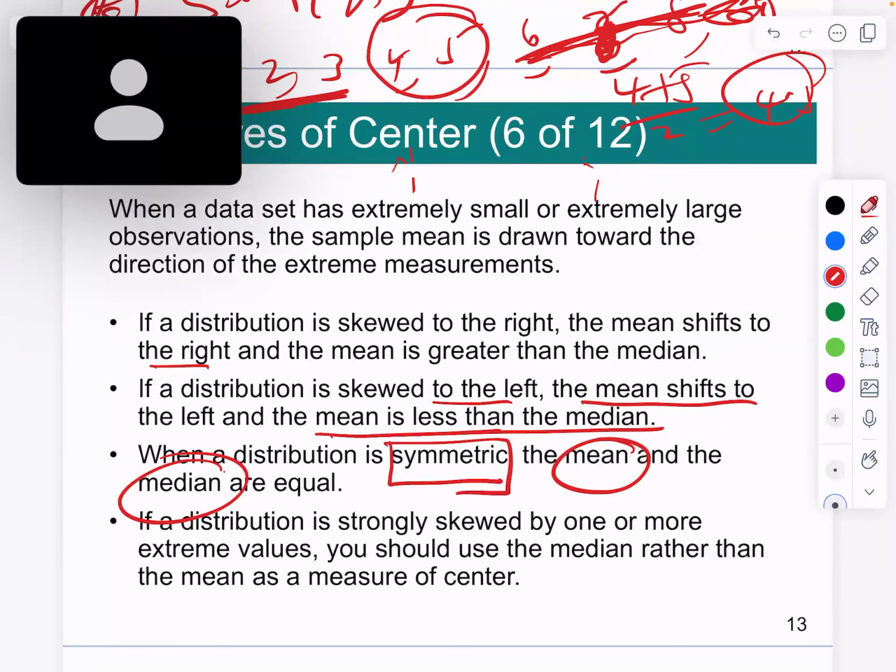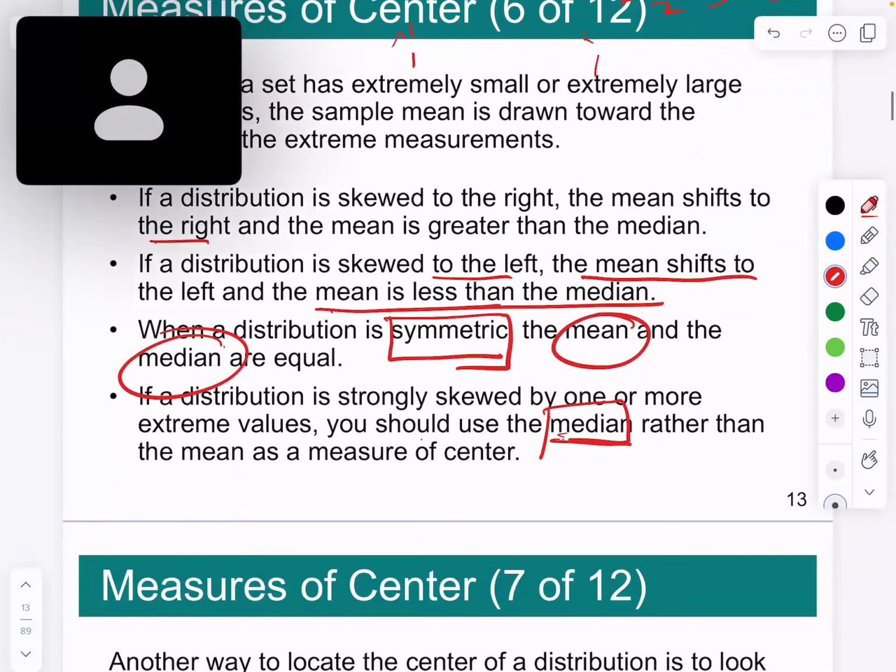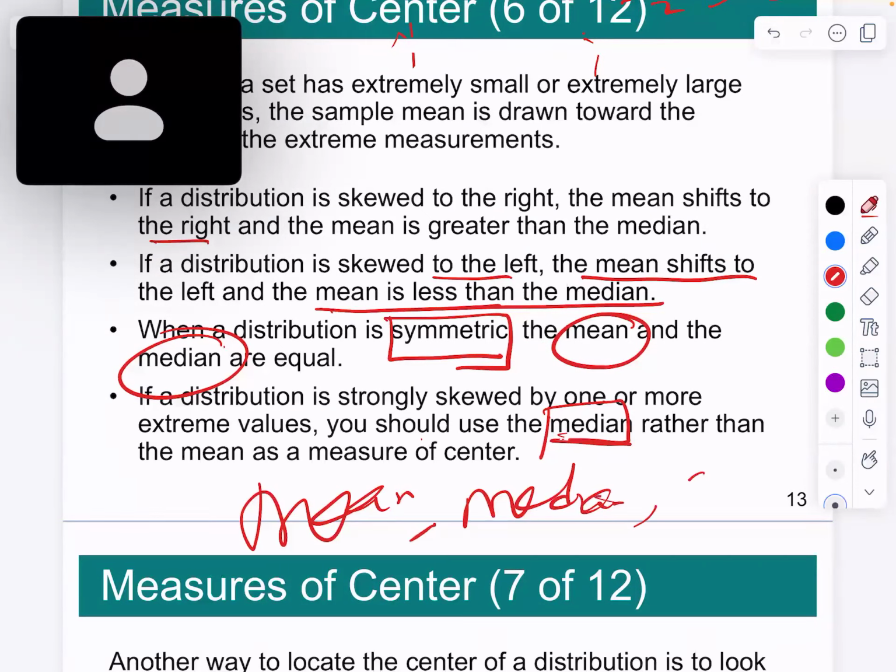If a distribution is strongly skewed by one or more extreme values, you should use the median rather than the mean as a measure of center. Okay? What can you use as a measure of center? Mean, median, mode. Okay?